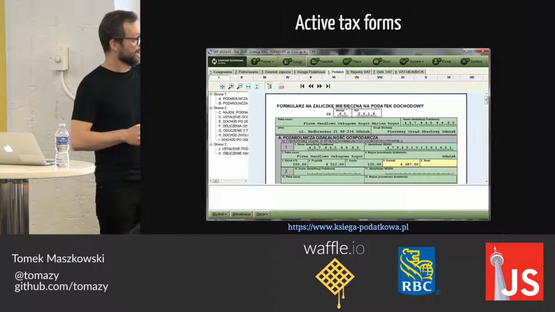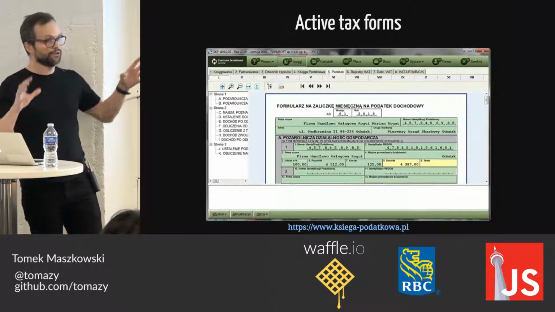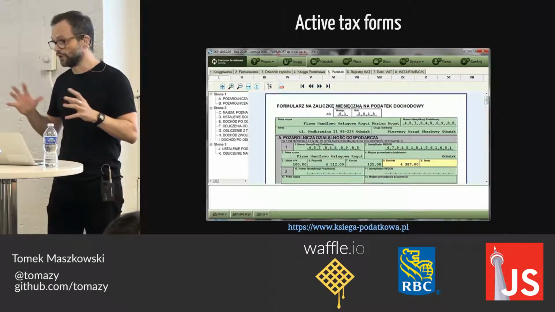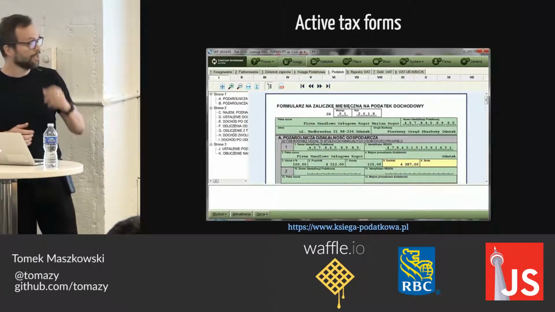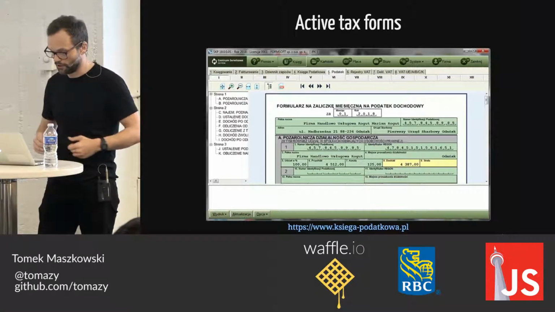This form would be the active form. The yellow fields would be filled by the user, and all the other fields would automatically recalculate themselves. And eventually, the user would print that and send it to the IRS.